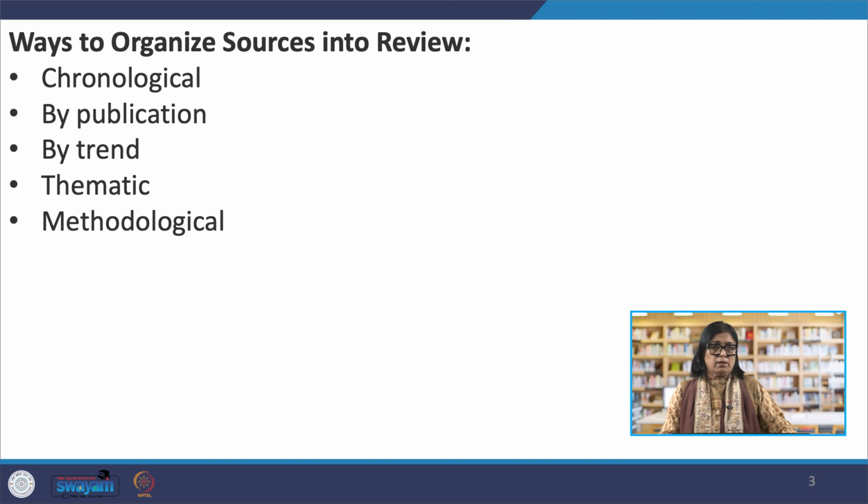Now, methodological, which is very important. A methodological approach differs from the two in that the focusing factor usually does not have to do with the content of the material. Instead, it focuses on the methods of the researcher or writer.